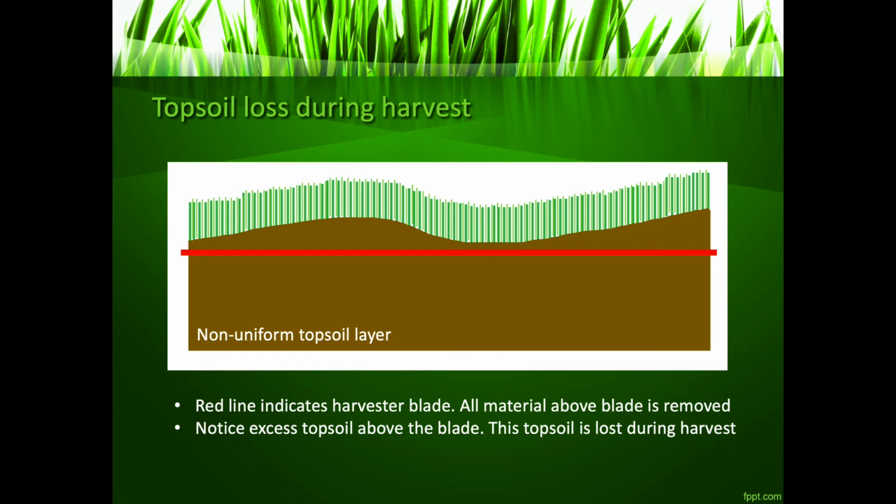So here is an illustration showing the cross-section of topsoil with sod. In this image, the red line represents the harvester blade. This blade slides parallel with the surface and removes everything above it, which can include the sod, roots, and any topsoil that is above the blade. So in this image, you can see that the topsoil is not uniform. This means that when the blade passes by, it will be removing a large amount of topsoil in order to harvest the sod. This is called unnecessary topsoil loss.